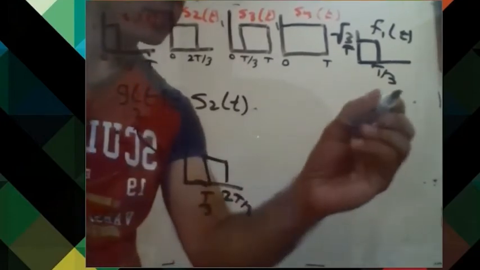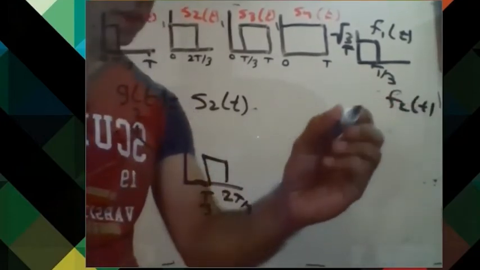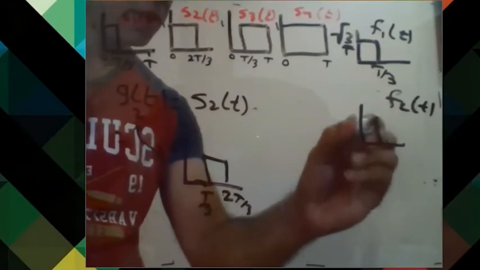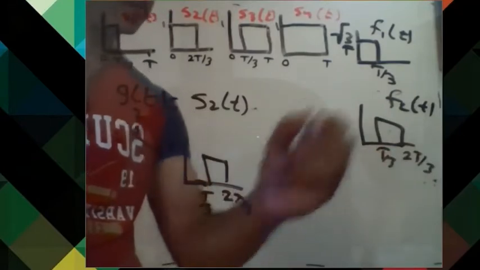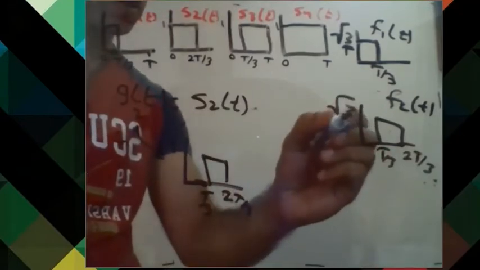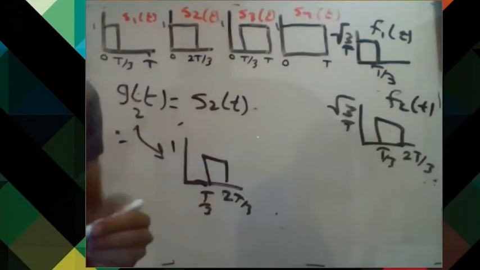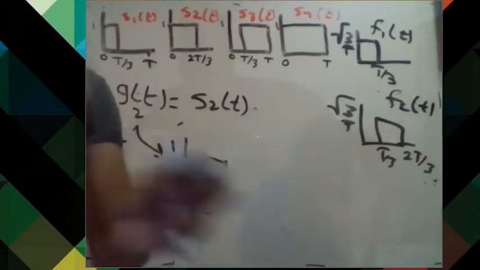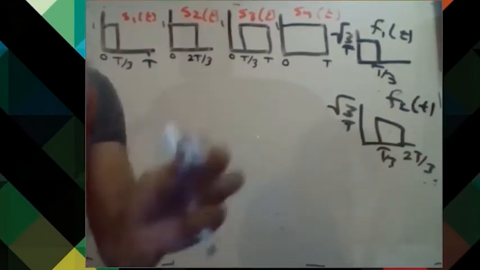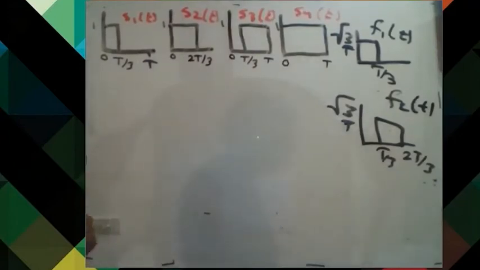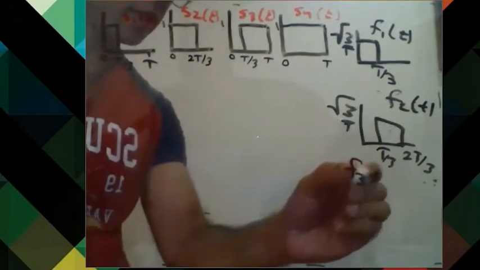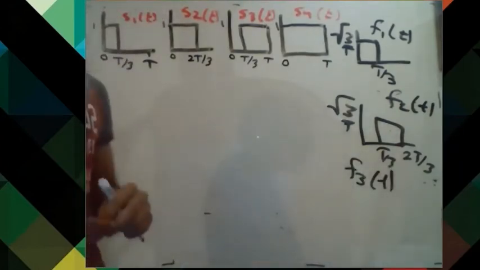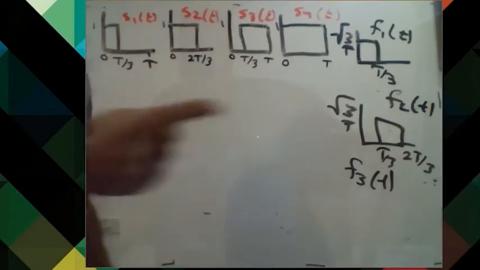So F2 of t looks like this. From t by 3 up till 2t by 3, it has a magnitude of under root 3 by t. Now I have the second orthogonal signal. Now I need to find F3 of t. If you remember from the lecture, how many orthogonal signals do I need to find?